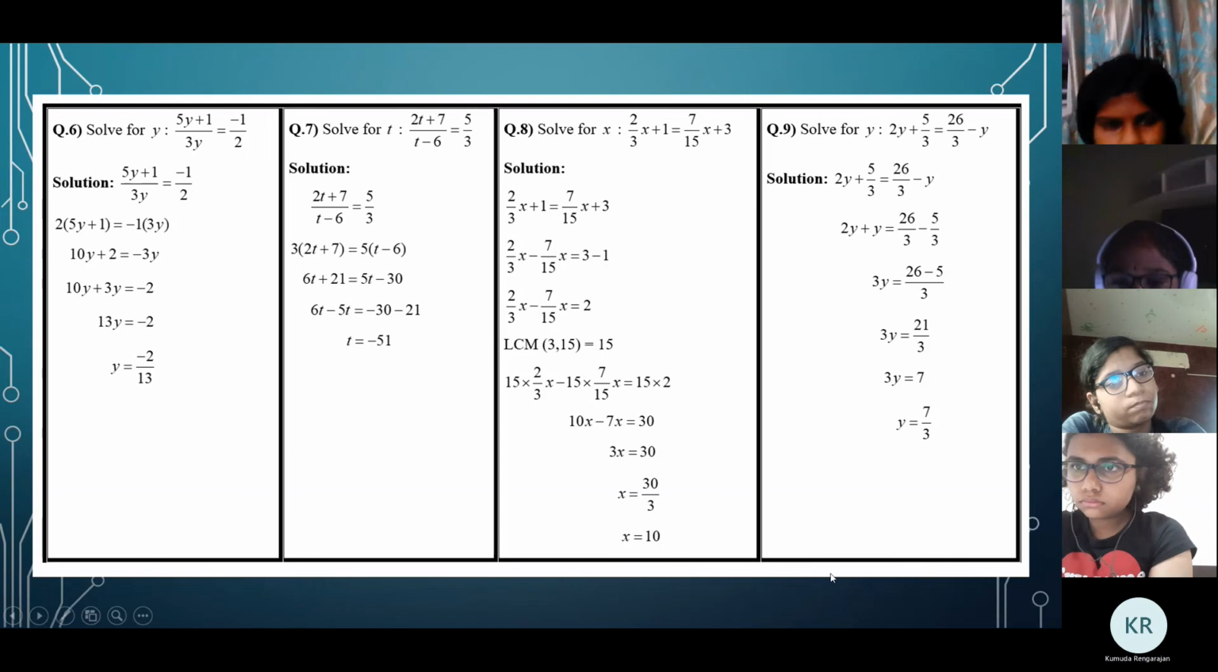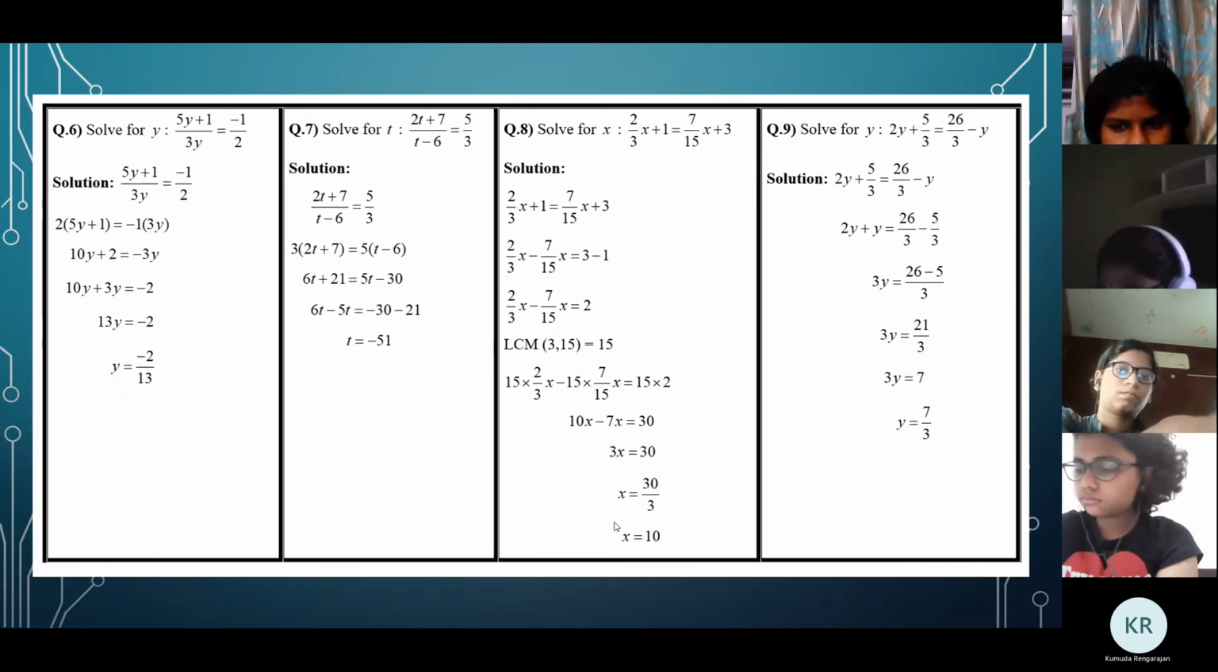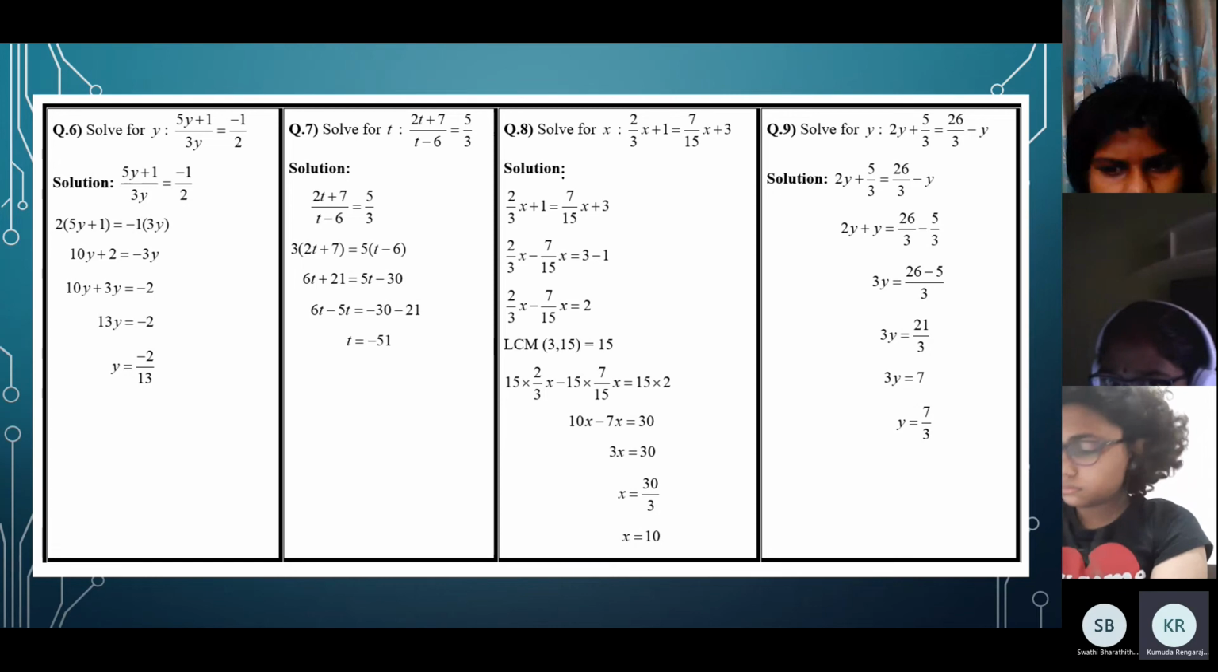One second, children. Yes, children. Do we understand this transposing?